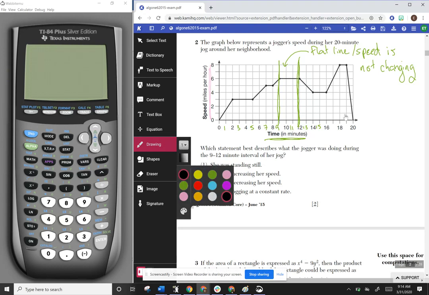So let's see which one matches that. Number 1 says she was standing still. That would be if her speed was 0. Her speed is 6, so she can't be standing still. She was increasing her speed. Well, we just said it's not changing, so she can't be increasing. She also can't be decreasing her speed. So she was just jogging at a constant rate. 4.